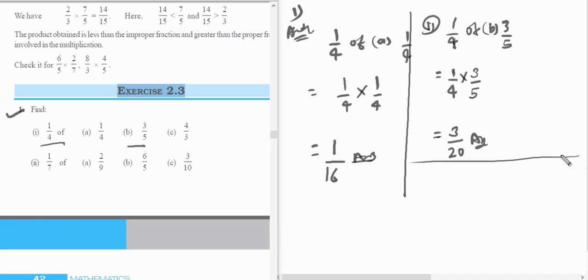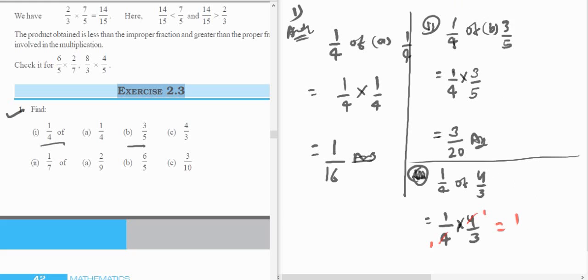And the last one I am solving here, the C part, which is 1/4 of 4/3. So you can write it like this, 1/4 into 4/3. Now you can see this is multiplication, so all numerators and all denominators you can multiply. But you can see here it is 4 in the numerator and 4 in the denominator, so you can cancel out the 4s. 4 1s are 4, 4 1s are 4.